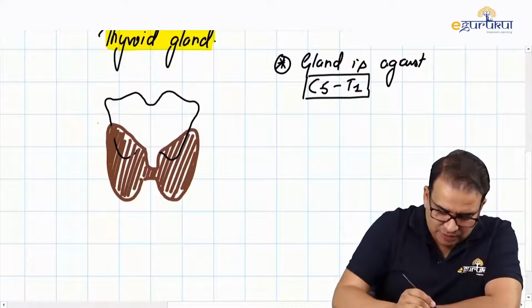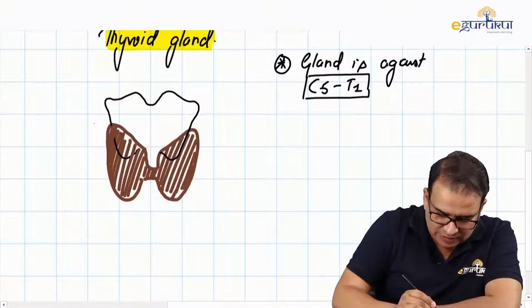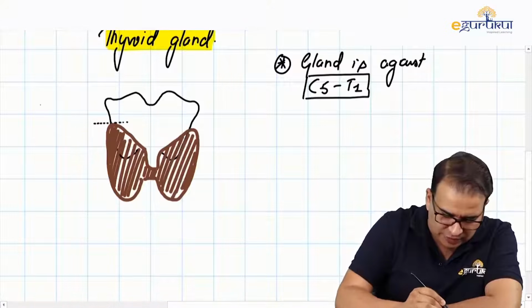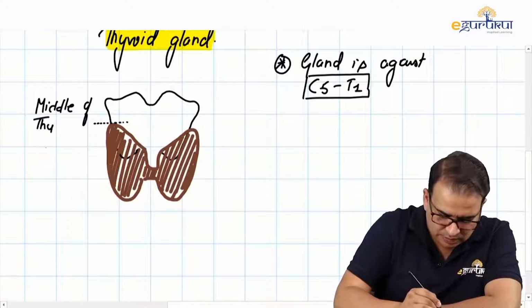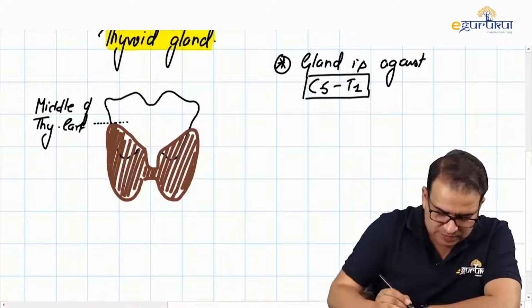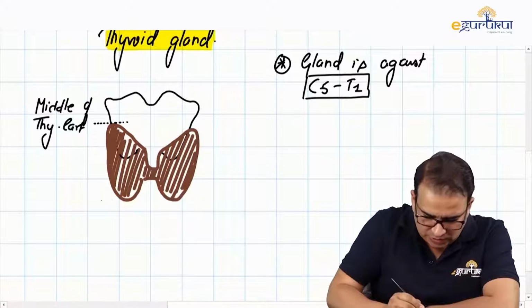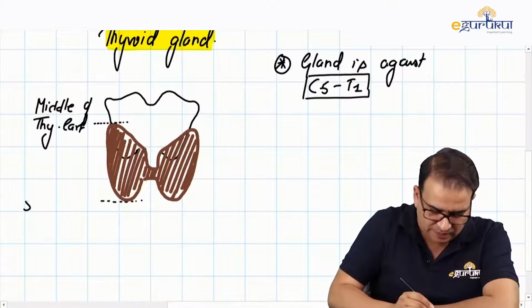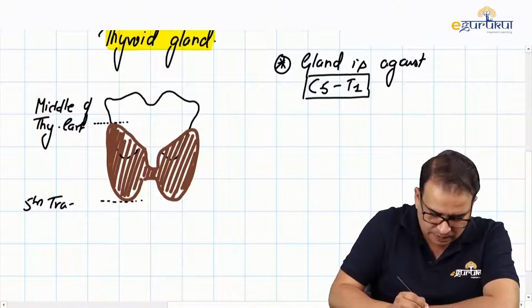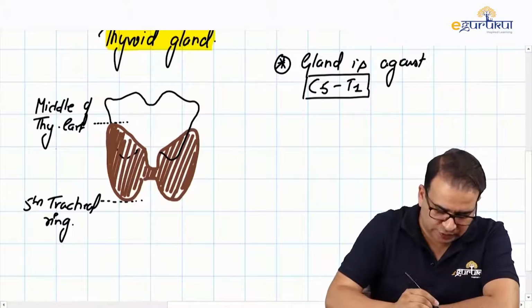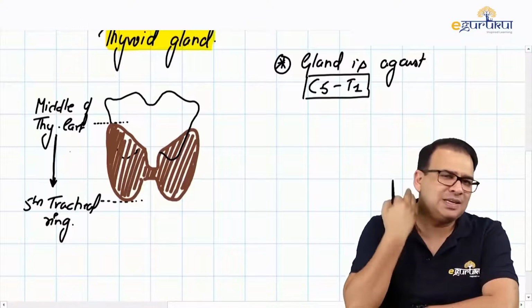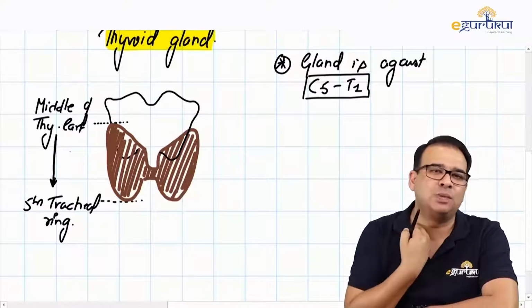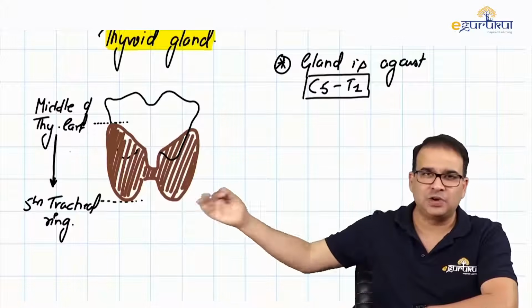It starts somewhere from the middle of the thyroid cartilage. If this is the thyroid cartilage, it starts somewhere from the middle of the thyroid cartilage, and it extends all the way to the fourth or maybe fifth tracheal ring. So that is the vertical extension of the thyroid gland. Somewhere from the middle of the thyroid cartilage, there is a line called the oblique line. So it starts below the oblique line and extends till the fifth tracheal ring.